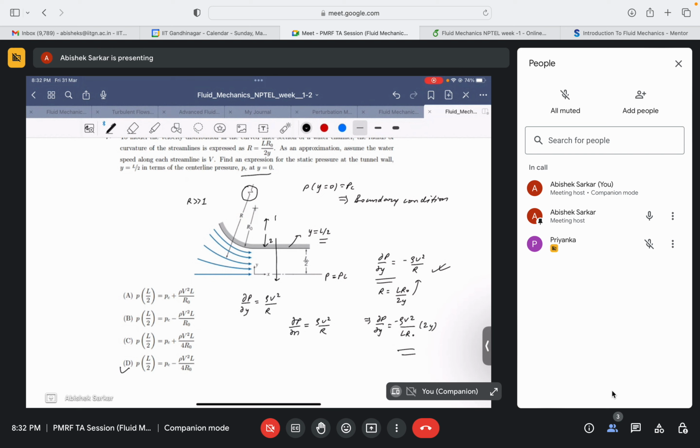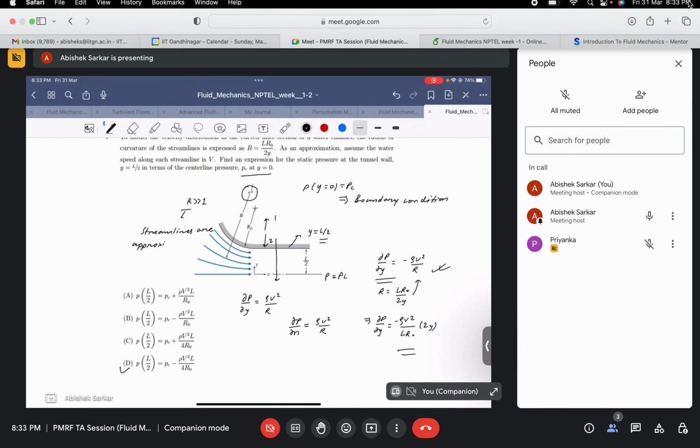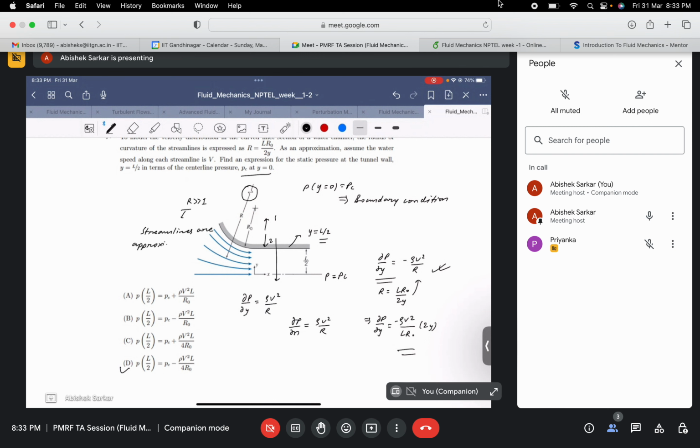So keeping that in mind, we can ideally approximate that the streamlines are approximately parallel, but not absolutely parallel, because they're asking that there is a pressure variation because of the curvature of the streamline. But since r is too large, we can assume that the streamlines are approximately parallel. Okay, this is the first assumption.